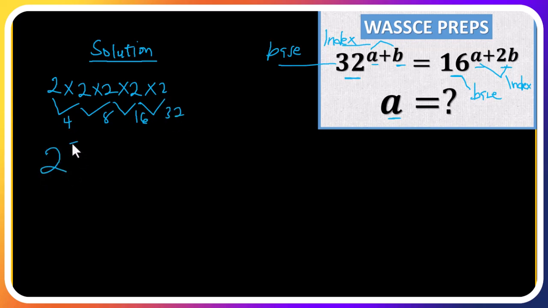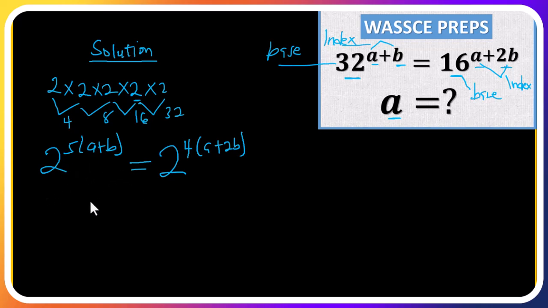2 raised to the power 5 multiplying a plus b equals, on our right hand side of the equation, we have base 16. Now let's find out the number of 2s repeating itself in order to get 16. We have 2 by 2 by 2 by 2, so 2 repeating itself 4 times. 2 raised to the power 4 by a plus 2b.